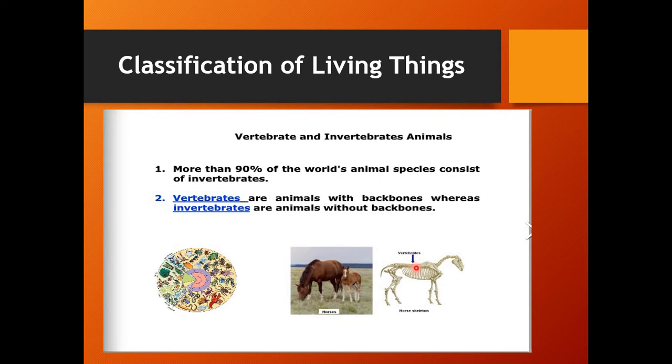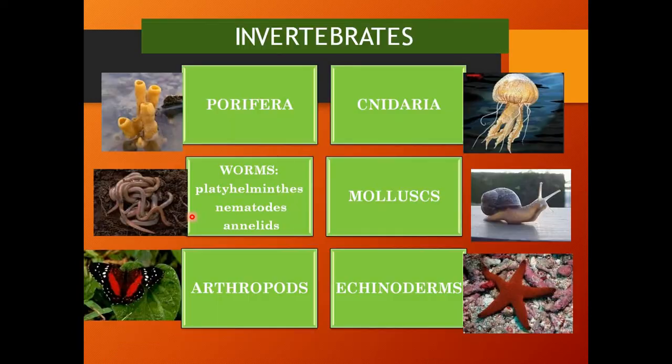It has its own backbone. We call this vertebrates. Invertebrates are animals without backbones. There is a difference between these two. Now we begin with the invertebrates first. Invertebrates, we can divide into 6 groups.